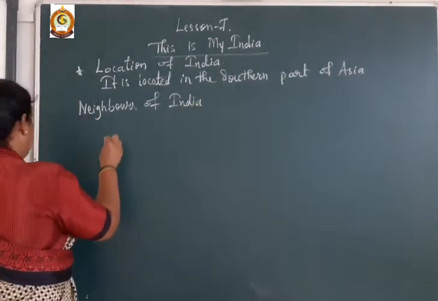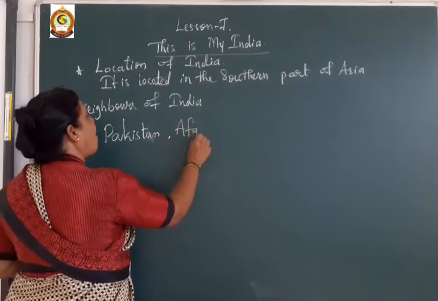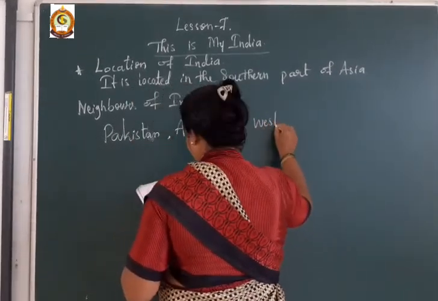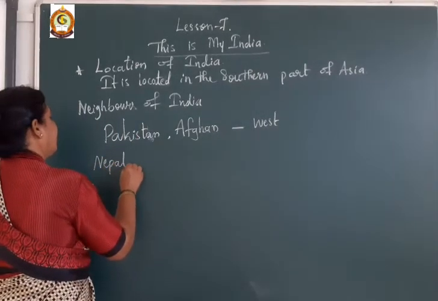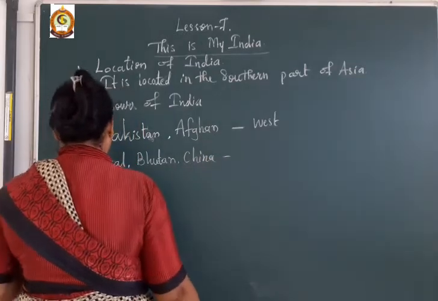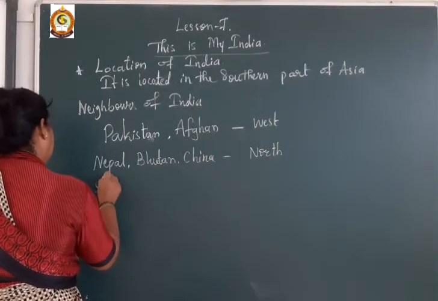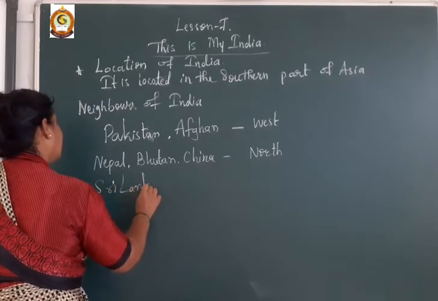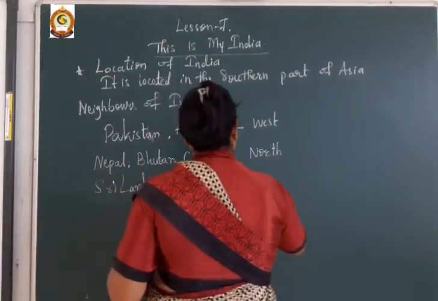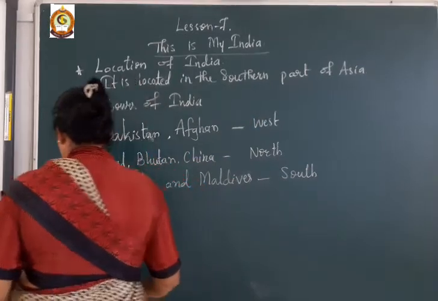Neighboring countries or neighbors of India. Here Pakistan and Afghanistan lie to the west, Nepal, Bhutan and China lie to the north, and Sri Lanka and Maldives to the south, and Bangladesh and Myanmar.